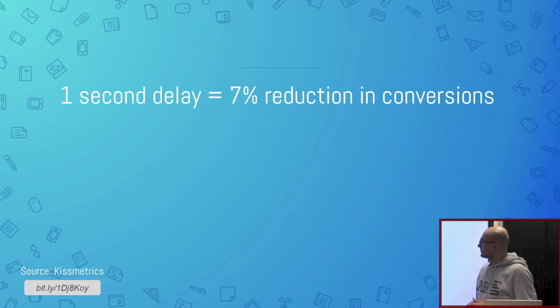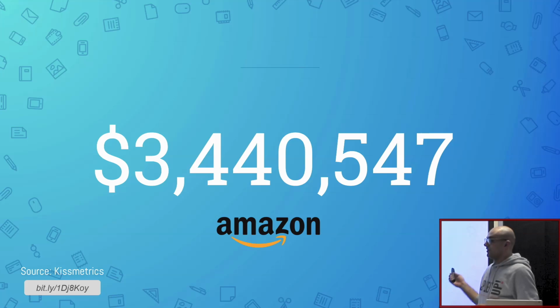Again, on a different piece of research, KISSmetrics found that every second of delay on a major commercial website or web app costs about a 7% reduction in conversion rate. You might think that's not a big deal, but for something like Amazon, it's like 3 million per day, right? So if they have a 1 second delay on their web app, they're going to lose 3 million per day. So that's a lot of money.